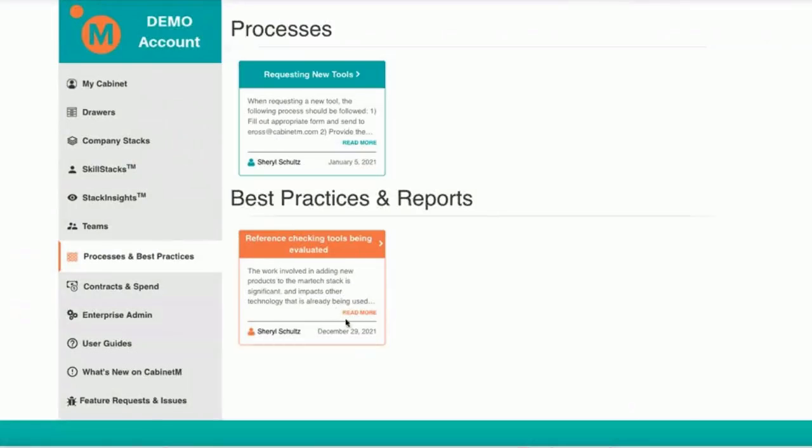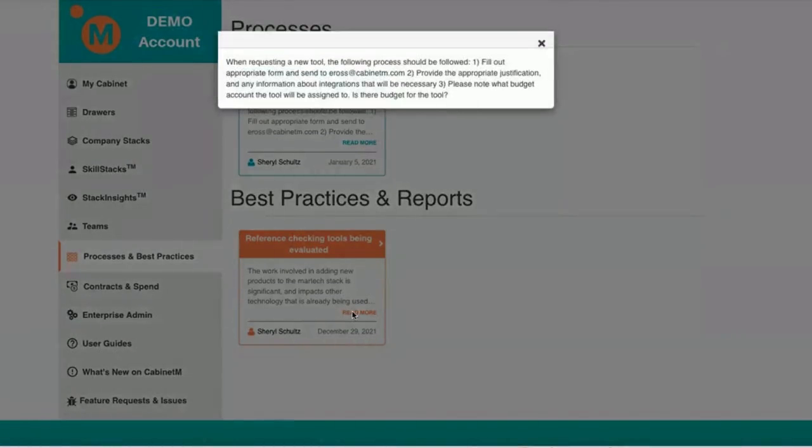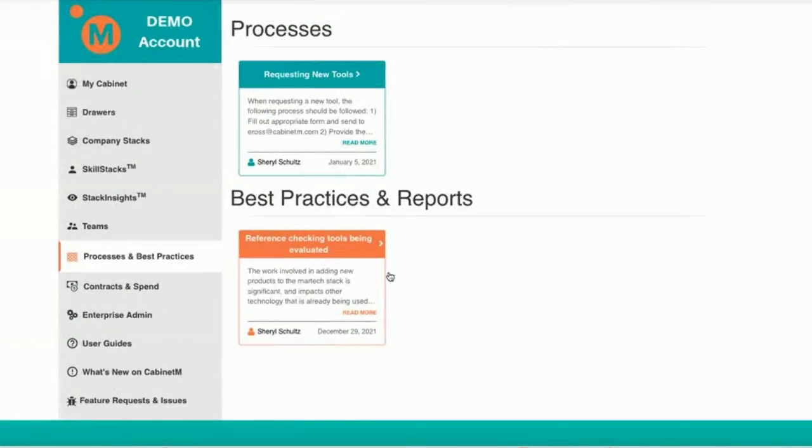How about a best practice for your organization? Reference checking tools being evaluated. Now you have the ability to put that in CabinetM and quickly access it as you want to share it with different stakeholders in your organization.